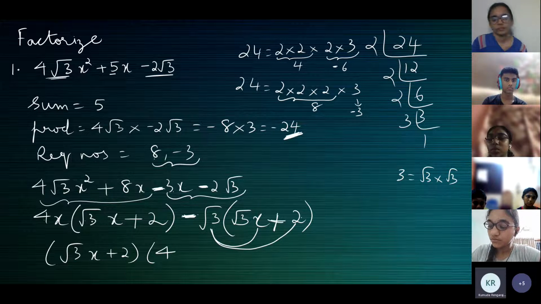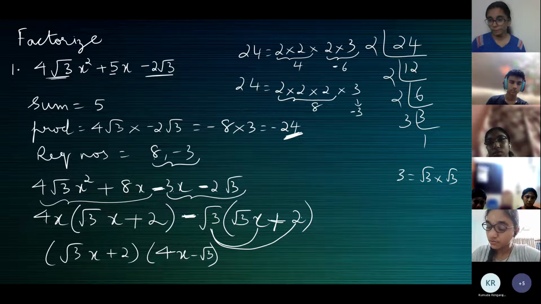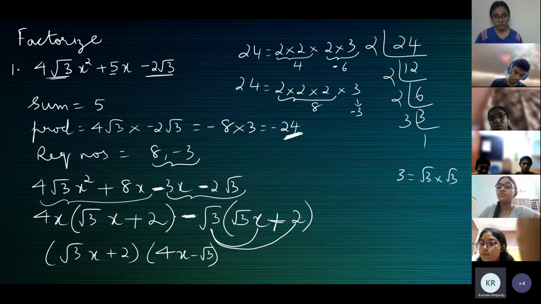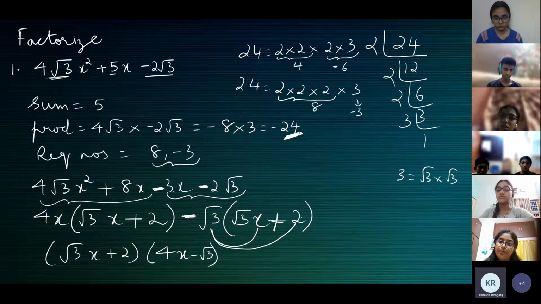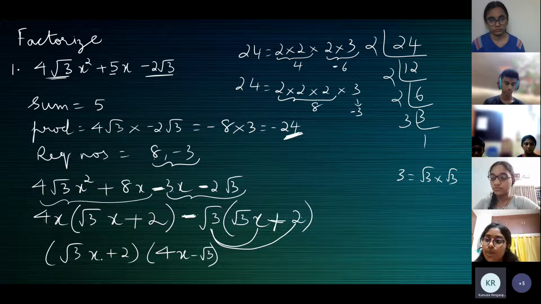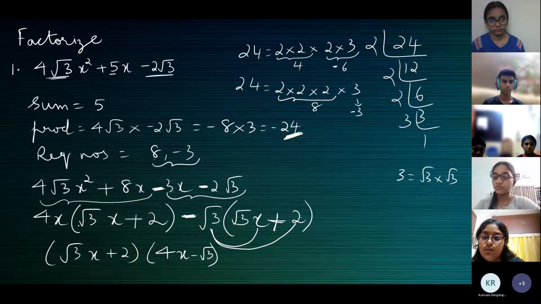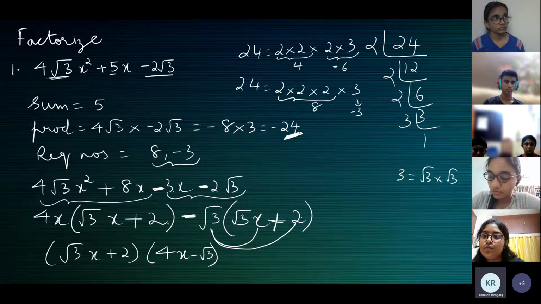Outside you have some terms, right? 4x and minus root 3, gather that in another bracket. 4x minus root 3 in the other bracket. This one, root 3x plus 2, is common. Write it out once, and gather the terms outside the bracket, 4x minus root 3, in the other bracket.